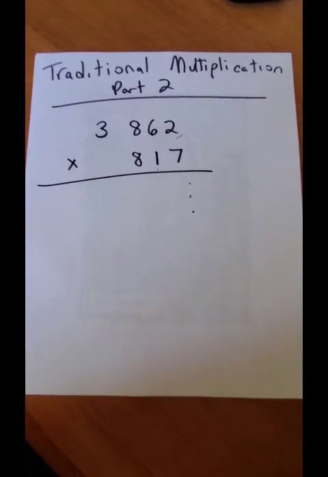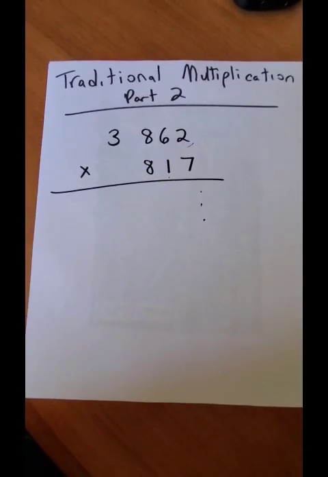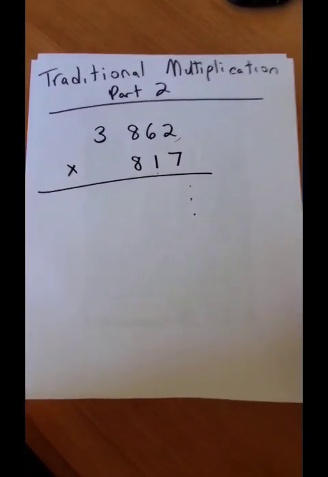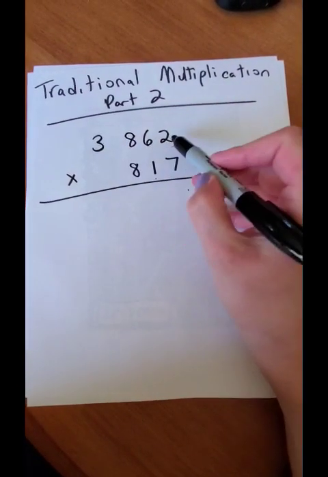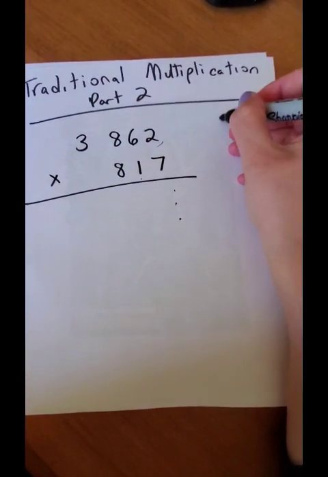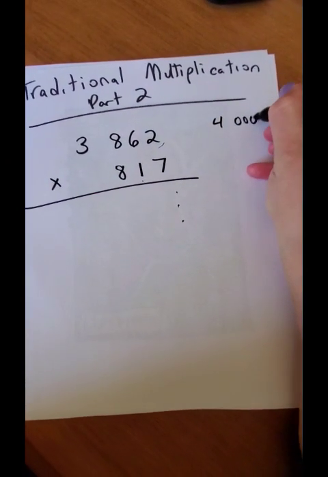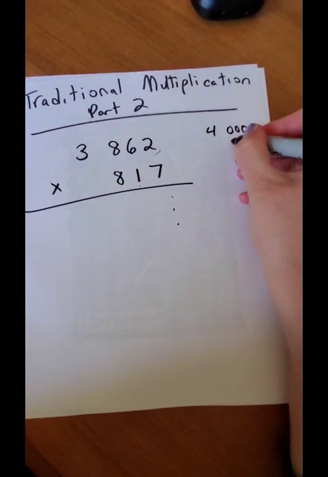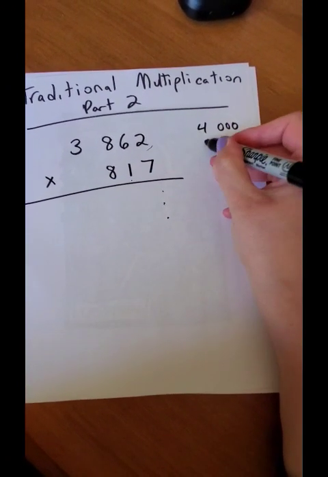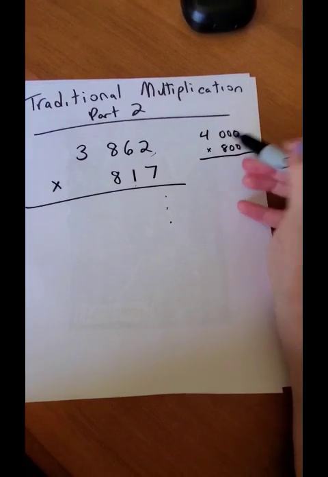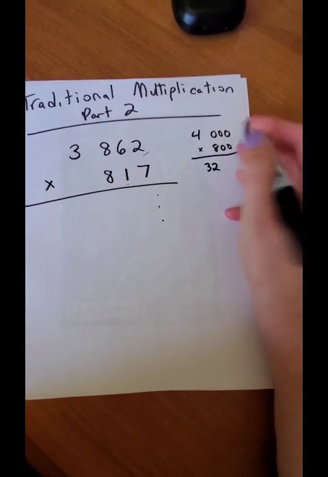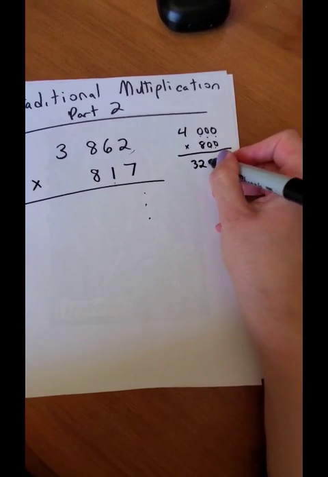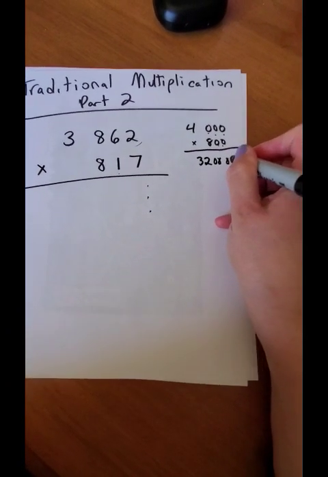So let's start. With big numbers like this, sometimes I like to do an estimate just to make sure I'm in the right ballpark for my final answer. So 3,862 is pretty close to 4,000. Okay, I'll go with that. It's not the most exact, but it's pretty close. And then 817 is pretty close to 800. So what I'm going to do is a quick little estimate. 4 times 8 is 32, and I need to tack on 5 zeros. 1, 2, 3, 4, 5.